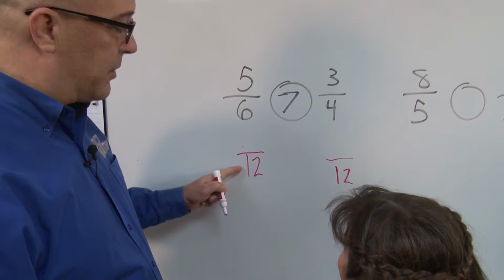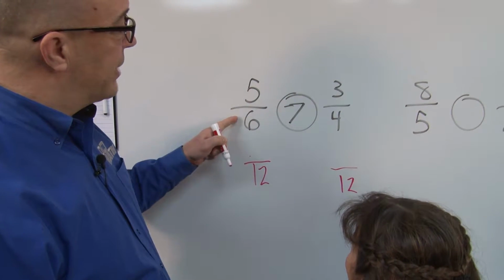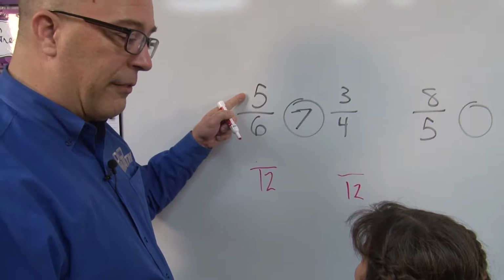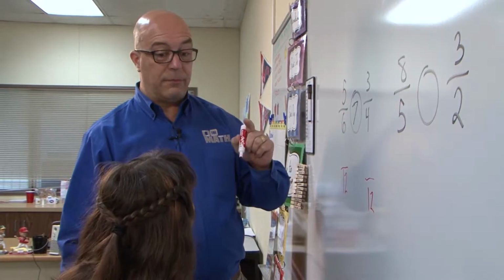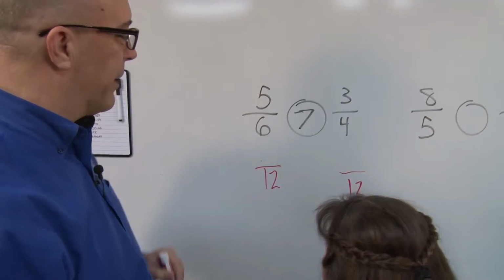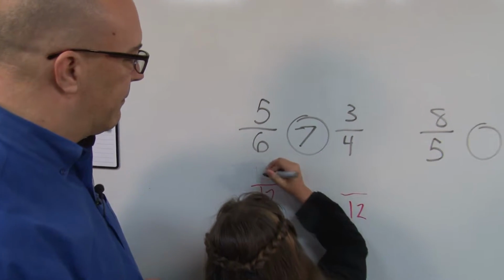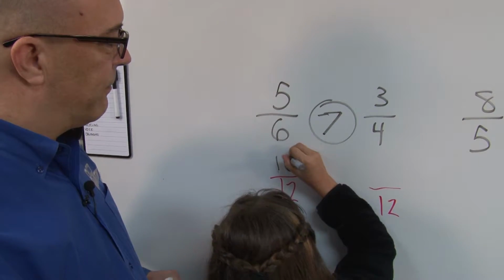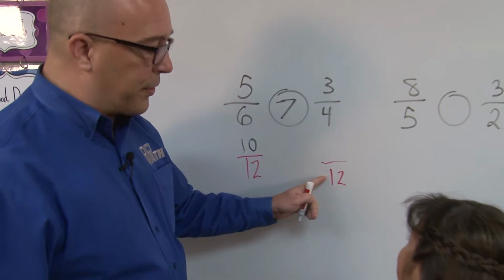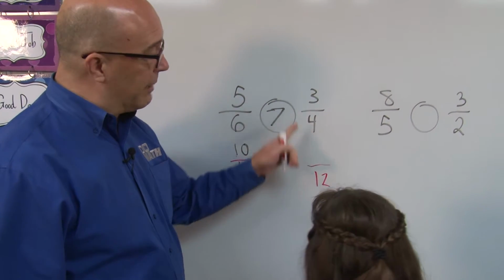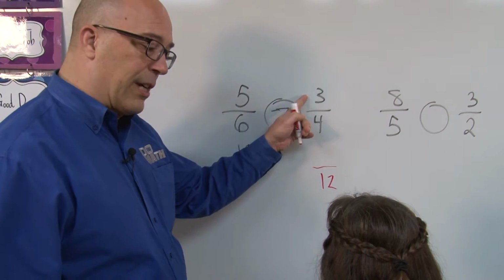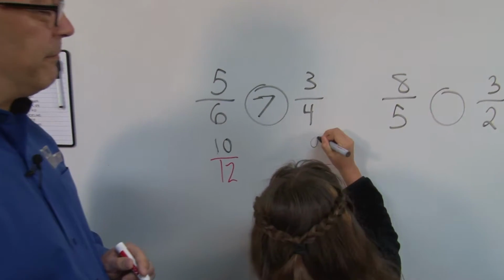Now, we said that 6 times 2 is 12. So we do the same thing to the top. So what's 2 times 5? 15. 10. You were right the first time. So go ahead and put a 10 up there. And we go 4 times 3 is 12. So we do the same thing to the top, times 3. So what's 3 times 3? 9. There you go. So put a 9 up there.